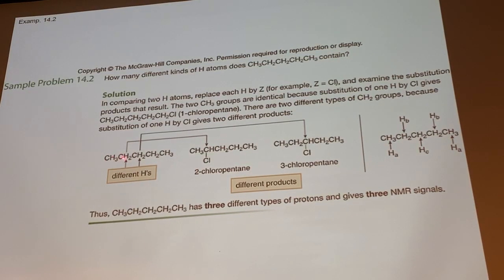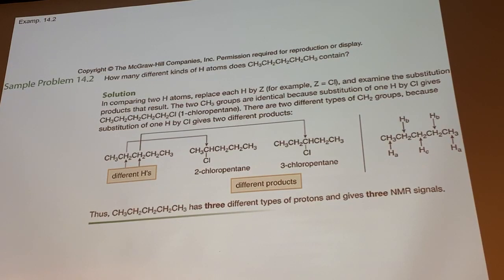And because of the symmetry in the molecule, the hydrogens on this carbon and that carbon are equivalent to each other. And then we have the hydrogens in the middle on carbon 3, those are equivalent to each other, but not to any other hydrogens in the molecule. So the net result is three different types of hydrogens in pentane, and therefore we would see three different signals in the proton NMR.